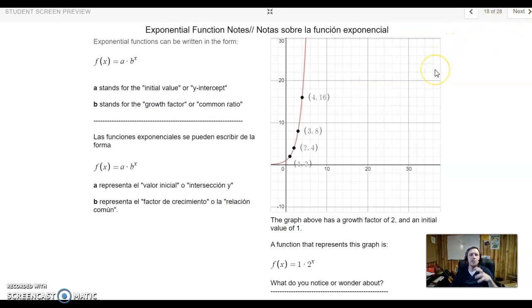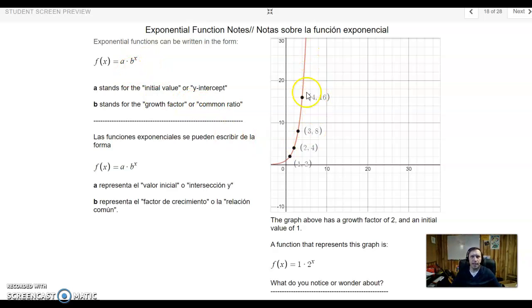Well, this doesn't change much when we're talking about writing exponential functions, right? These geometric sequences creating exponential functions, we're going to follow this pattern right here. F of x equals a times b to the x. A stands for our initial value. Sound familiar? And b stands for our growth factor or common ratio. And we found those yesterday in class, right? What is the growth factor or common ratio? It's that multiplier. All right.